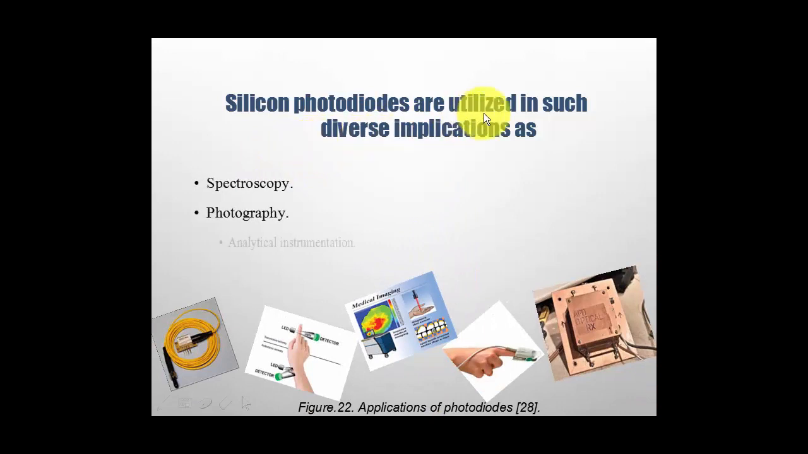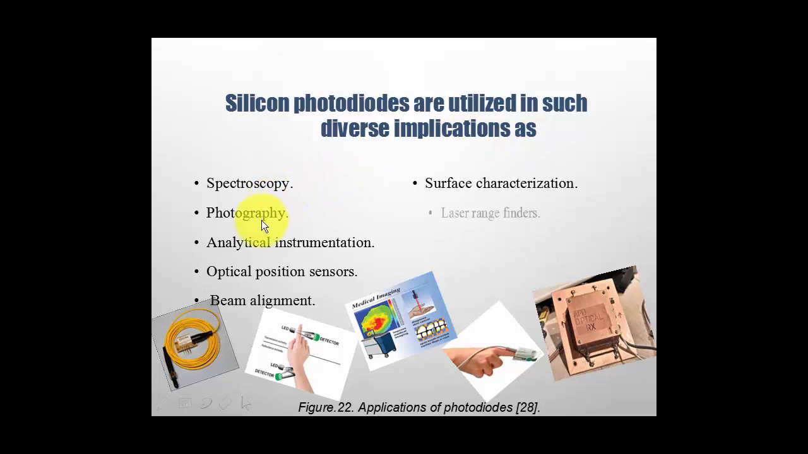Silicon photodiodes are utilized in such diverse applications: spectroscopy, photography, analytical instrumentation, optical position sensors, beam alignment, surface characterization, laser range finders, optical communication, and medical imaging instruments.